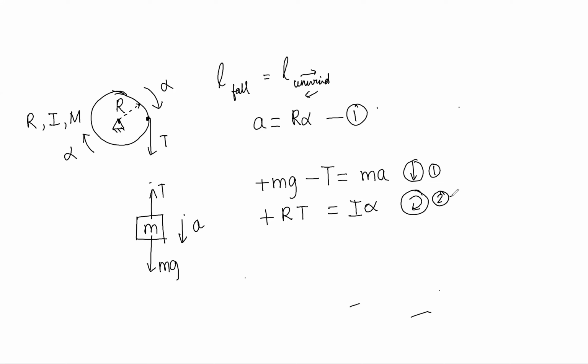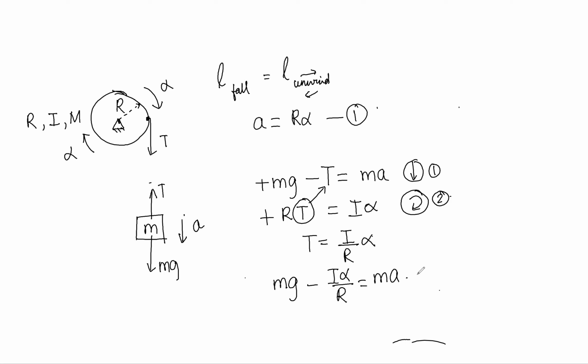Whichever one you find out, it's okay. So one way to do that is to take tension from here and substitute it over there, or take tension from there and substitute it over here. Same thing, but I'll take it from the second equation. T is equal to I divided by R into alpha. Let's put it in the first one. So you will get mg minus I alpha divided by R is equal to ma.